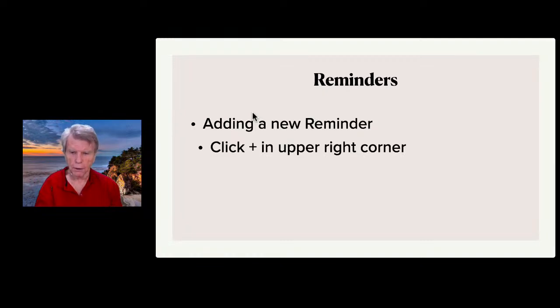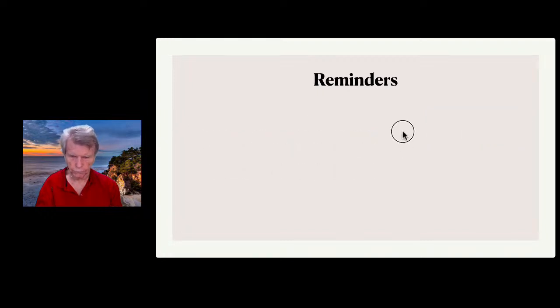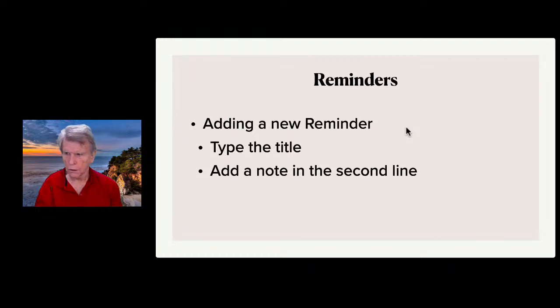So you click a plus sign in the upper right-hand corner. You can also use the keyboard shortcut, which is Command N, N for new. And it looks something like this. Up here in the upper right-hand corner of the window is a little tiny plus sign, and you click on that to get a new reminder. So then you would type a title. You can also add a note on the second line. So let's look and see what that looks like.